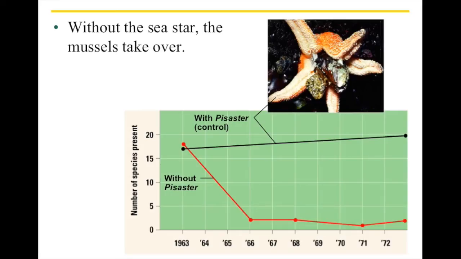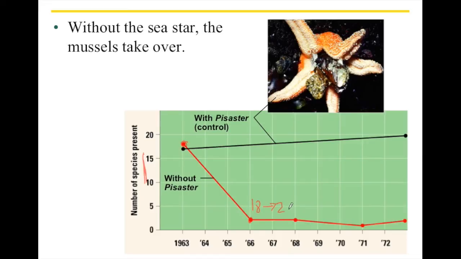He started his experiment in 1963, and he began to look at two different plots, and from one he removed the predators, and if that happens, then the number of species drops. Look at that. There are 18 species present in that one plot, and it goes down to 2, I guess. This is probably 2. So from 18 down to 2, just because the sea star is removed. And the mussels are one of those.